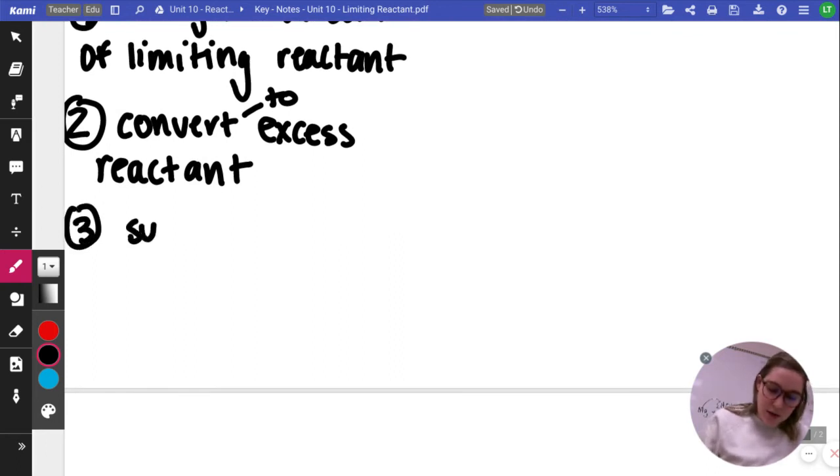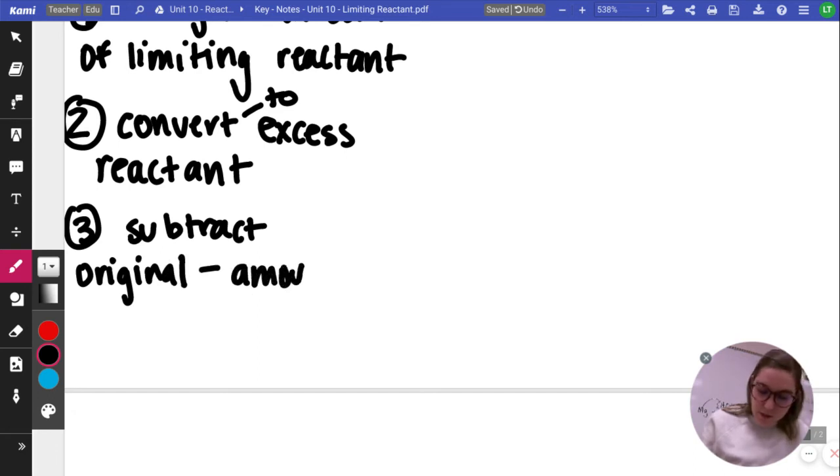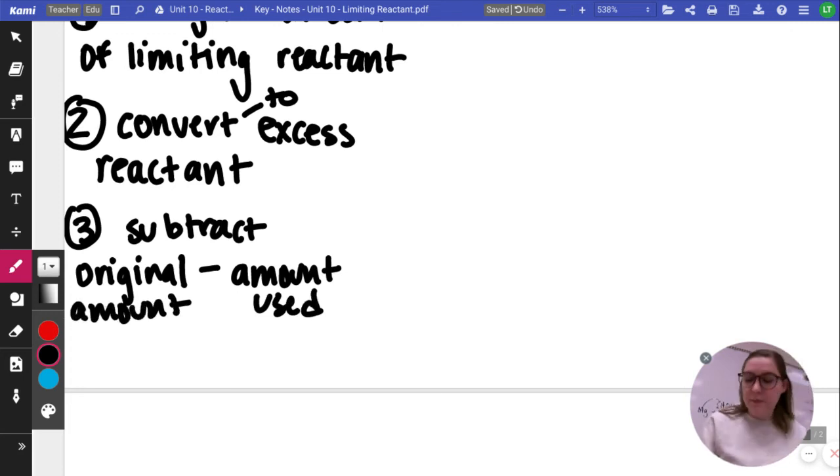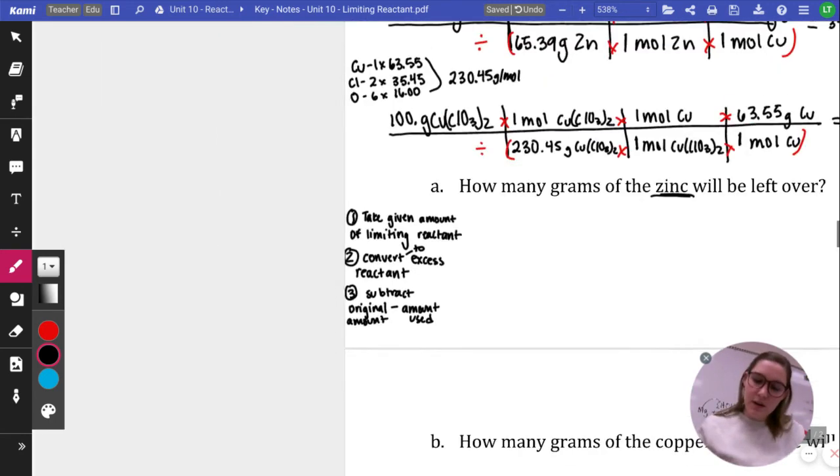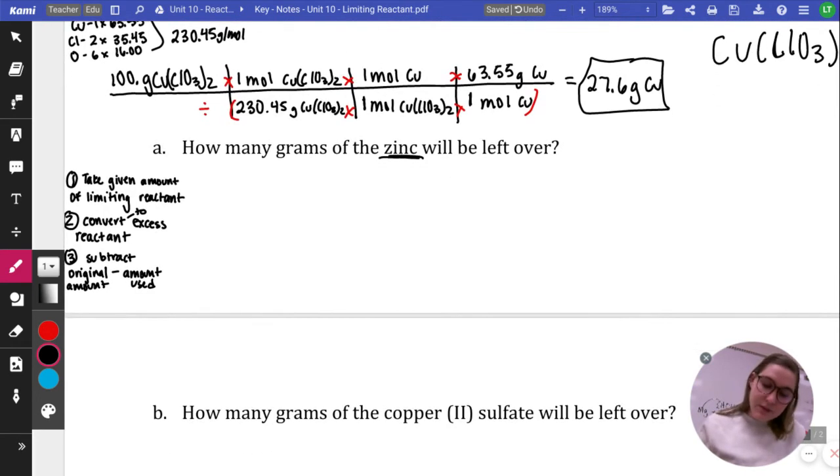So subtract your original amount of excess minus amount used, and that'll tell us how much we have left over. So take your given amount of limiting reactant, convert to excess reactant, and then subtract original amount minus amount used. And that'll give us how much we have left over. All right, so let's start this one.